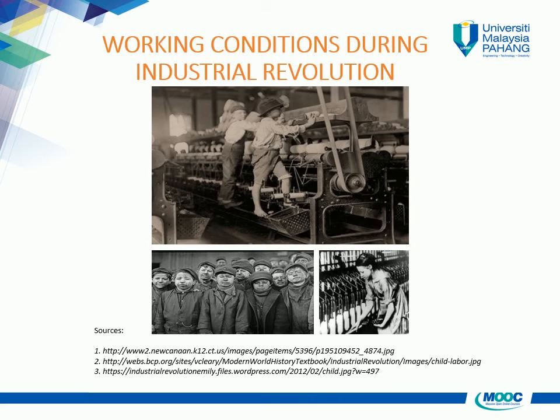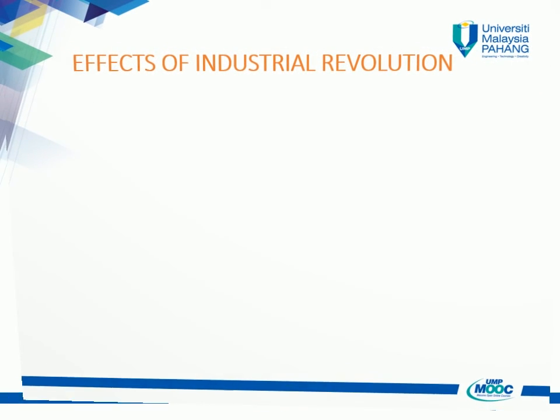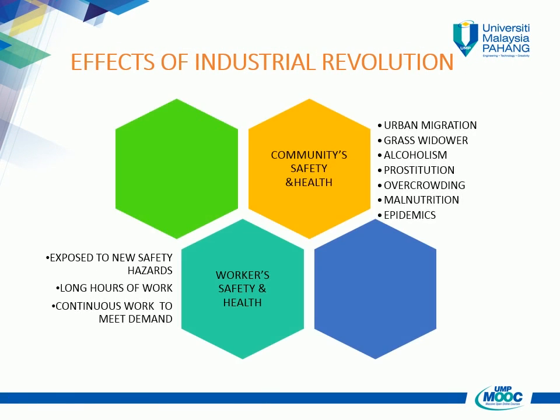We have seen the pros of the Industrial Revolution in the form of technological advance. Now, let's see the effects of Industrial Revolution on the community's safety and health and from the perspective of workers' safety and health. The industrial town has attracted people from all over the place to migrate to the town. The urban migration leads to grass widowers, alcoholism, prostitution, overcrowding, malnutrition, and spread of epidemics.